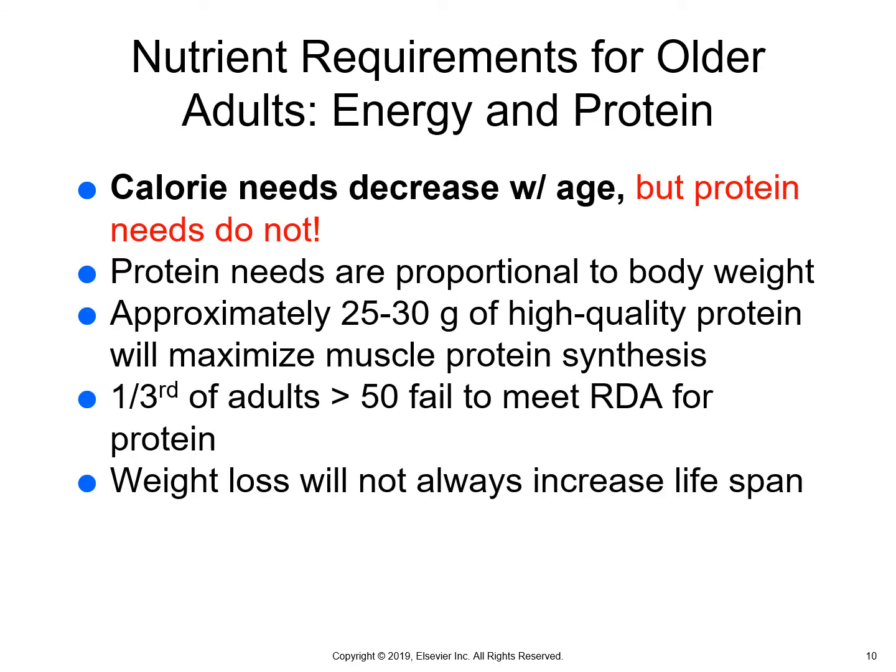Calorie needs decrease with age, but protein needs do not. Because their basal metabolic rate decreases, their caloric needs decrease, but they still need that protein to help combat that sarcopenia. Protein needs are proportional to their body weight, so approximately 25 to 30 grams of high quality protein will maximize muscle protein synthesis. A third of adults over 50 fail to meet the RDA for daily protein intake, and weight loss will not always increase the lifespan.